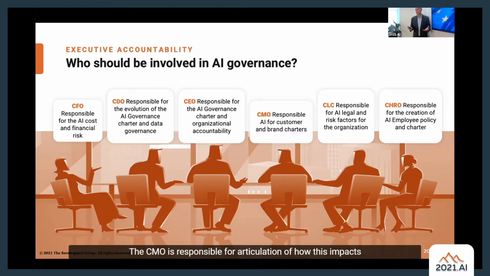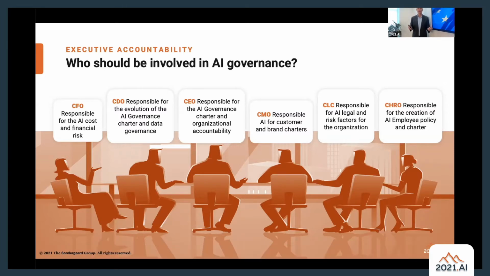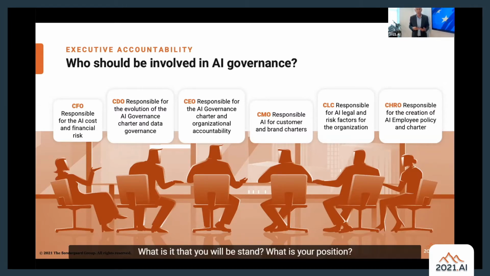The CMO is responsible for articulation of how this impacts customers, citizens, and therefore should be one of the key people, and we will talk about this later, involved in the articulation of a customer or brand charter for the organization. What is it that you will stand for? What is your position? What does your brand stand for when it comes to artificial intelligence?